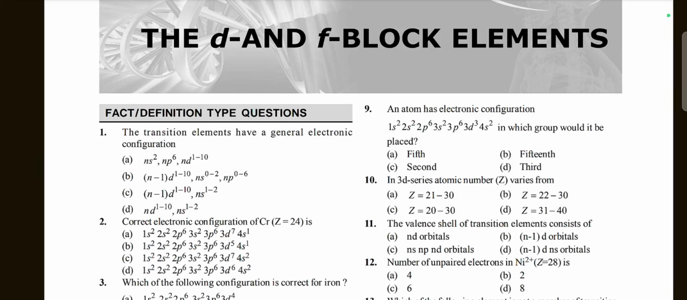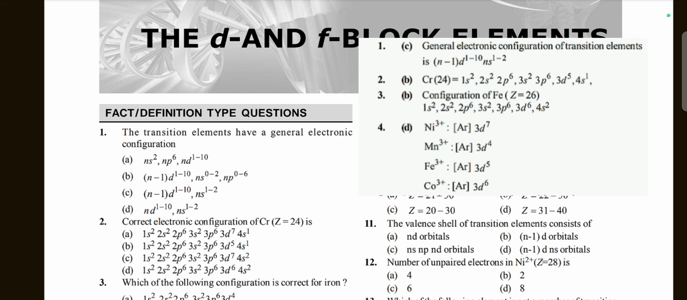The d and f block elements, definition type questions. The transition elements have a general electronic configuration. So option C, (n-1)d1 to 10, ns1 to 2, will be the answer, option C.